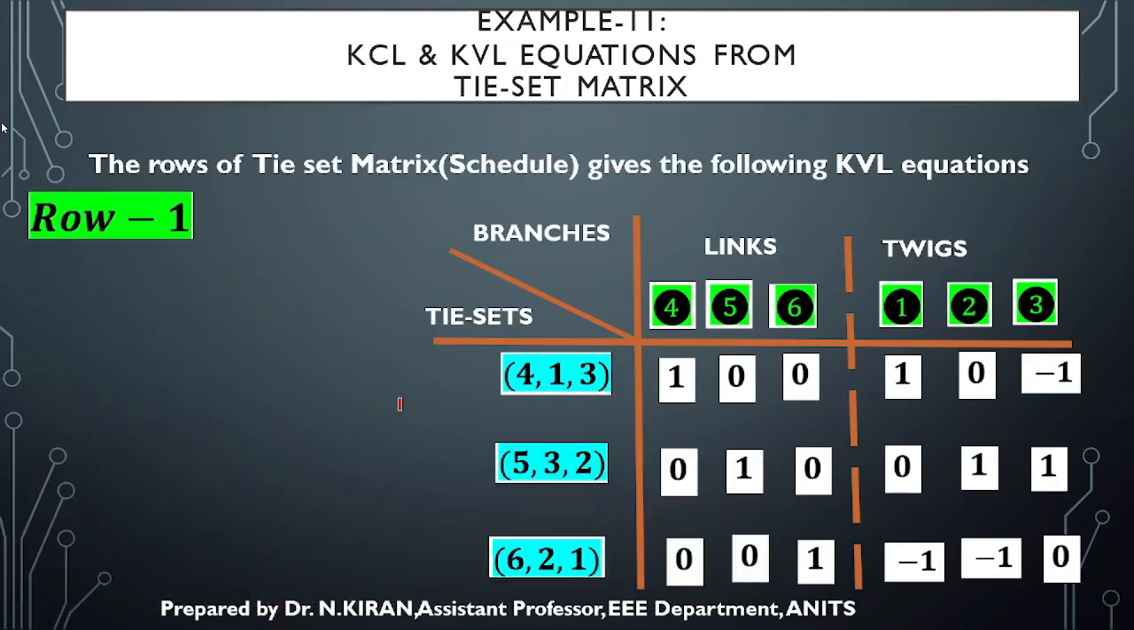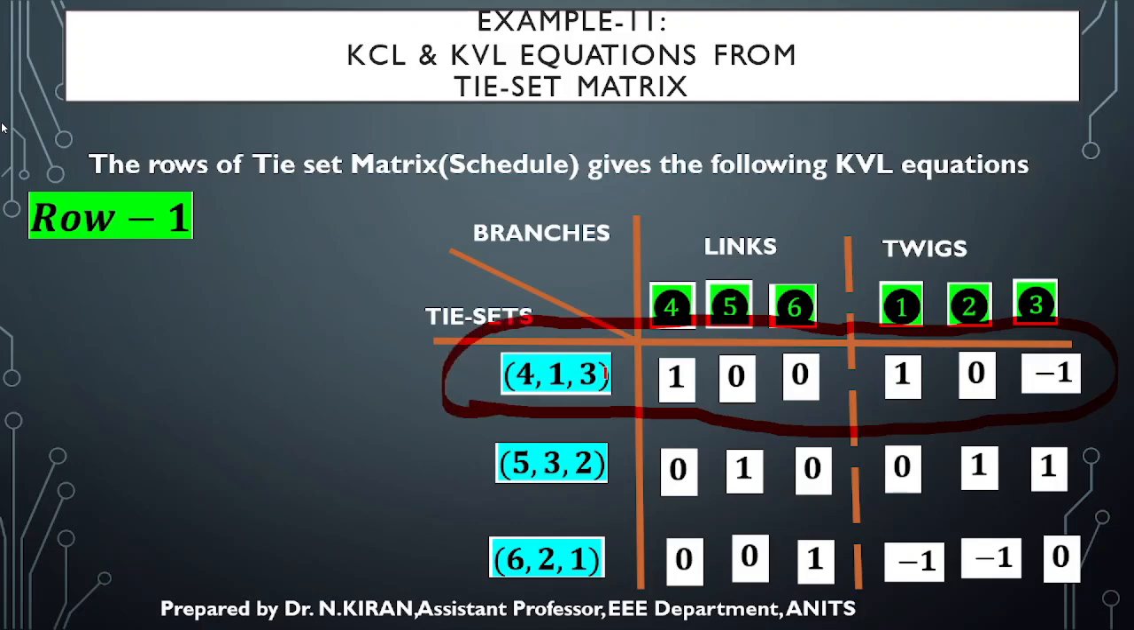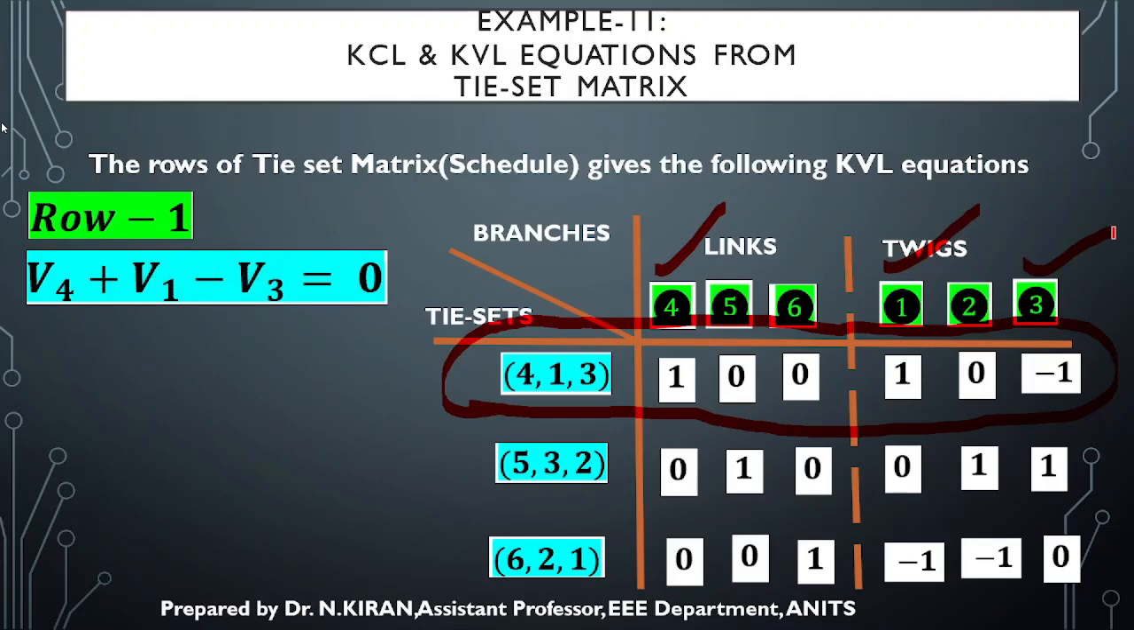Okay, if I consider the first row, this entire row, plus 1 entries are near the fourth link and first twig, minus 1 entry is near the third twig. So the equation will be V4 plus V1 minus V3 is equal to 0. Because 4 has 1, it is V4, 1 has 1, so it is V1, 3 has minus 1, so it is minus V3.